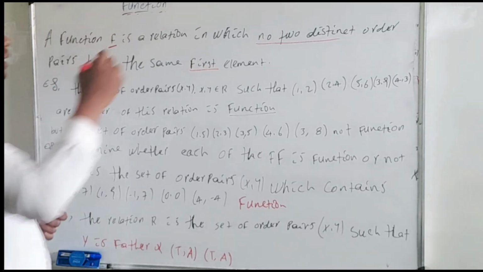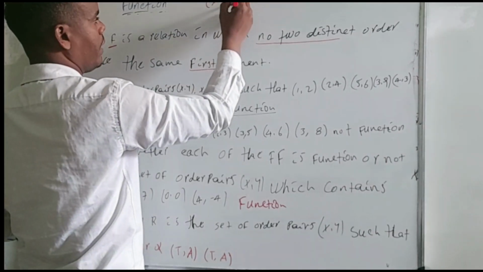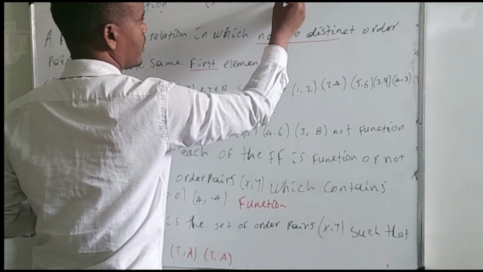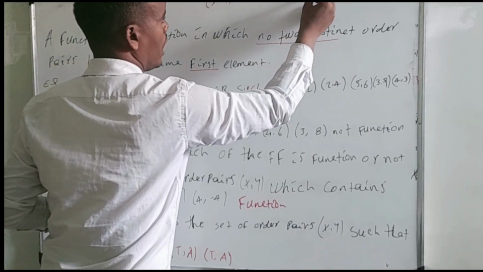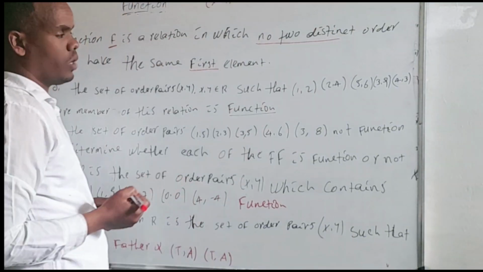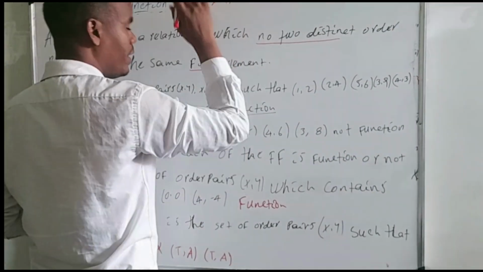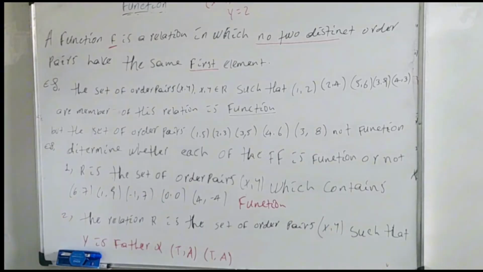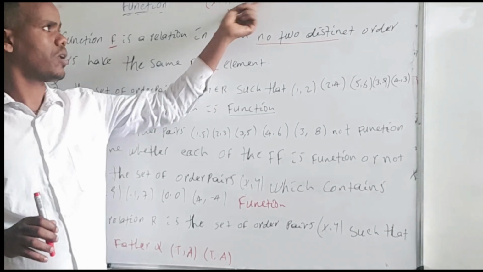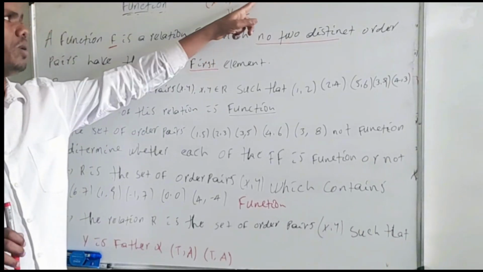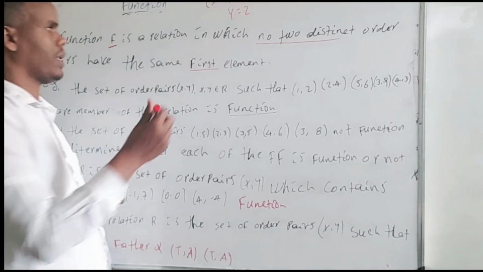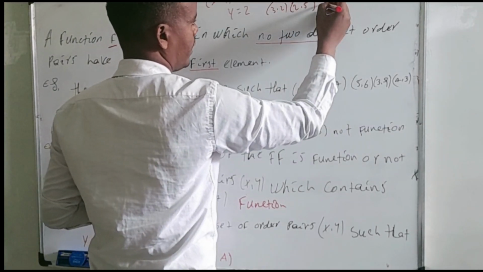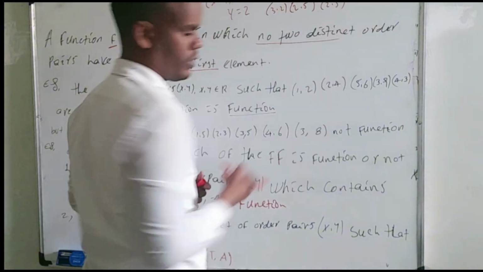If (x, y) and (x, z) belong to R, then if it is a function, y must be z. For a function, distinct ordered pairs cannot have the same first element with different second elements. For example, (3, 2), (5, 2), and so on. Now this is what a function is.